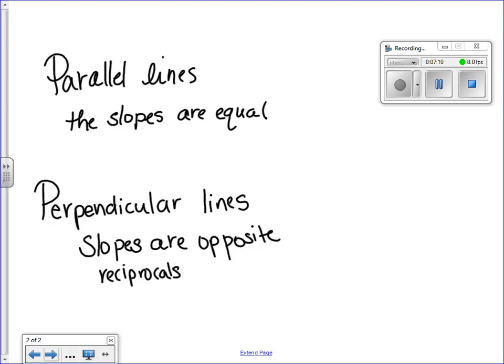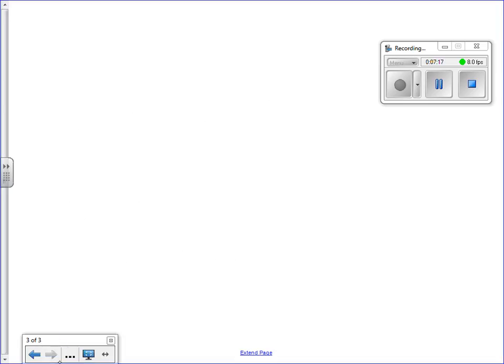So let's see. Find the equation of a line. f of x equals 6 plus 3x. Find the equation of a line that is parallel to this, but it passes through 3, 0.